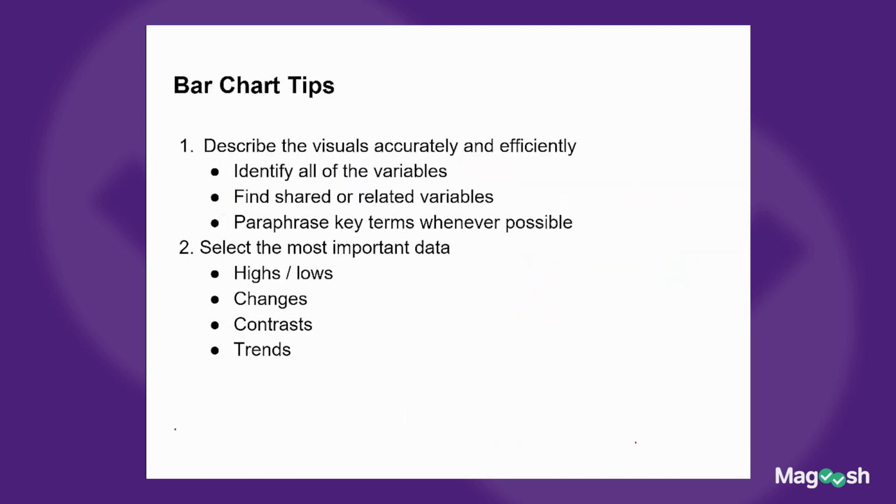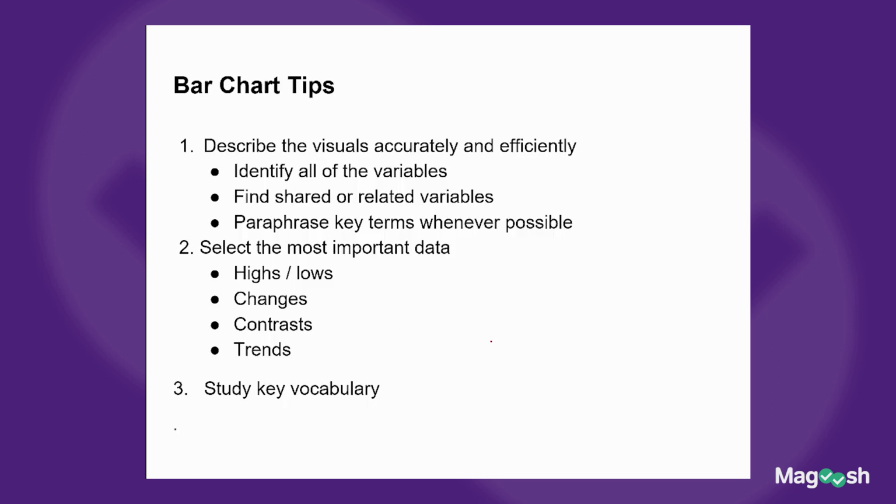Okay, so reviewing the tips we've looked at so far, the first thing we do is we need to describe the visual completely, accurately, and efficiently by consolidating information. And then we need to be really skilled at trying to find these major highs and lows, changes, contrasts, and trends in the bar charts that we're looking at, okay? Now, of course, the last thing that's always important in your Task 1 prompts is to know key vocabulary, things that are going to help you describe these trends, these highs and lows, these different parts of bar graphs in an accurate way.